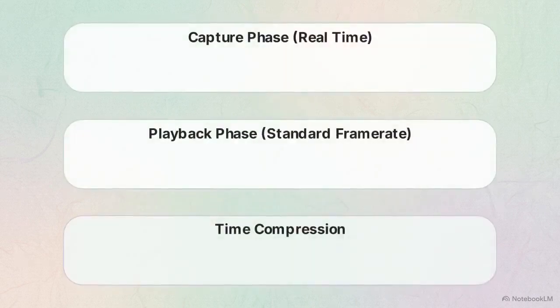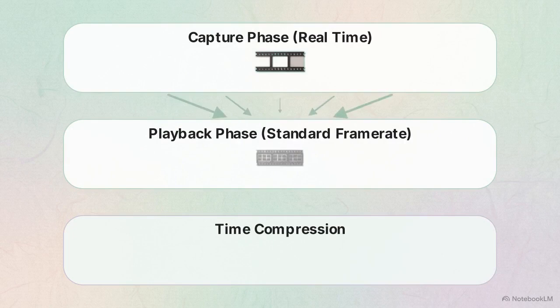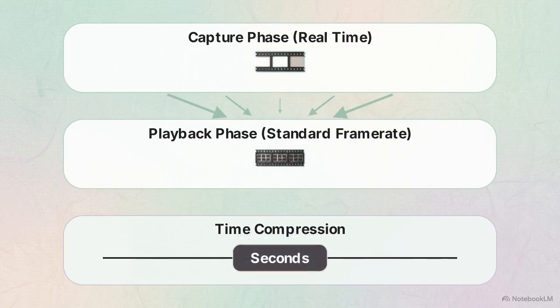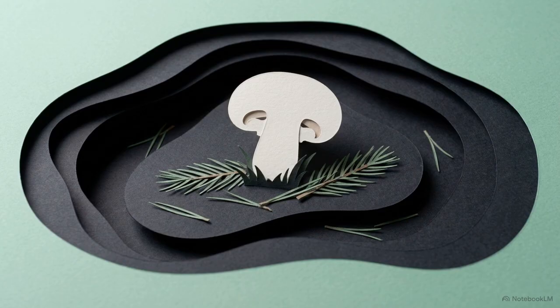This diagram shows the mechanics of time-lapse, or fast-motion photography. Single frames captured at wide intervals are compressed together so that during standard playback, events spanning hours or days shrink into viewable seconds. Consider the life cycle of a mushroom.